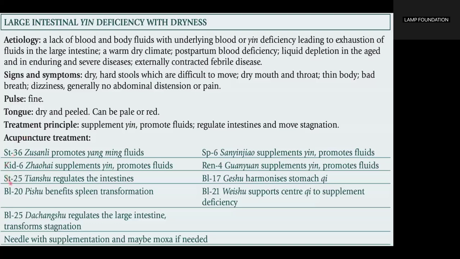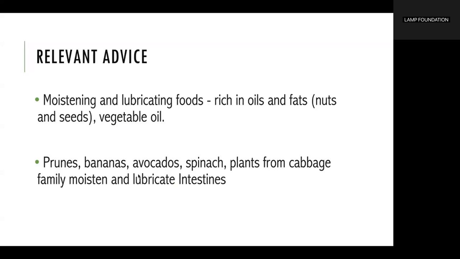the intestines, and Bladder 20 to benefit spleen transformation, Bladder 25 to regulate the large intestine and transform stagnation, Spleen 6 to supplement yin, promote fluids, Ren 4 to supplement yin, promote fluids, Bladder 17 to harmonize stomach qi, Bladder 21 to support center qi to supplement deficiency. We needle with supplementation and maybe moxa if needed.